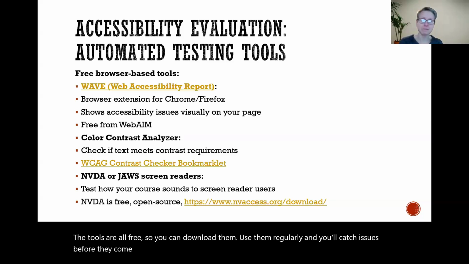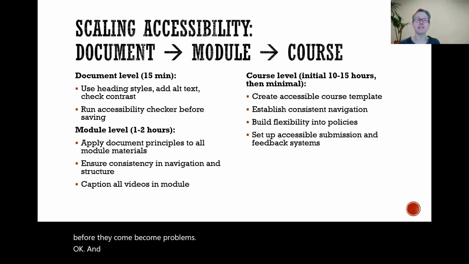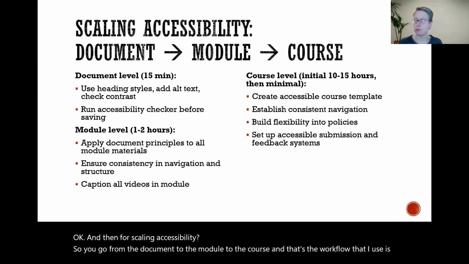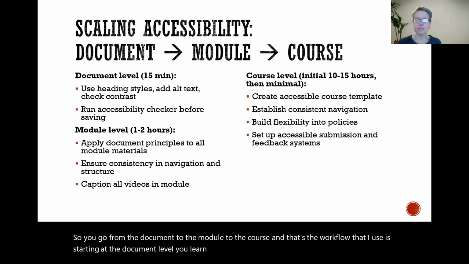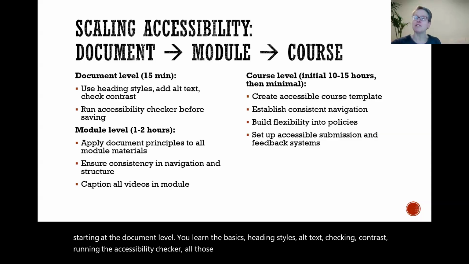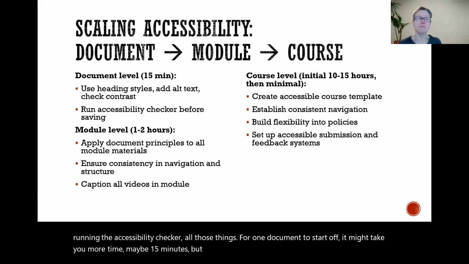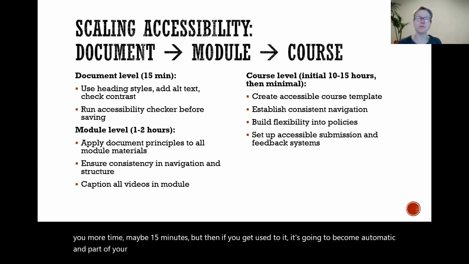Okay, and then for scaling accessibility, you go from the document to the module to the course. And that's the workflow that I use, is starting at the document level, you learn the basics: heading styles, alt text, checking contrast, running the accessibility checker, all those things. For one document to start off, it might take you more time, maybe 15 minutes, but then as you get used to it, it's going to become automatic and part of your workflow that you check the accessibility of the document before you save.